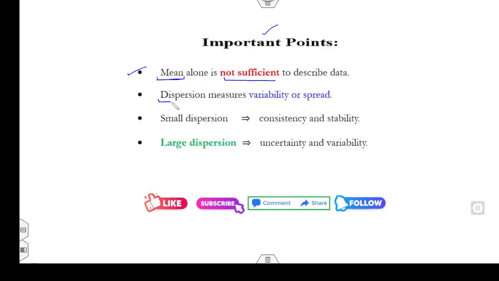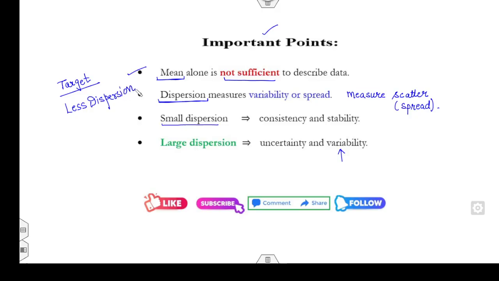For that case, we always need the idea of dispersion, and dispersion is used to measure how the data is scattered, or how the data is spreading around the central value. Whenever you have a small dispersion, it means more consistency and more stability, while a large dispersion implies more variability and a large amount of uncertainty. Always remember, our target is to have less dispersion. So you can always prefer the data set which has less dispersion.